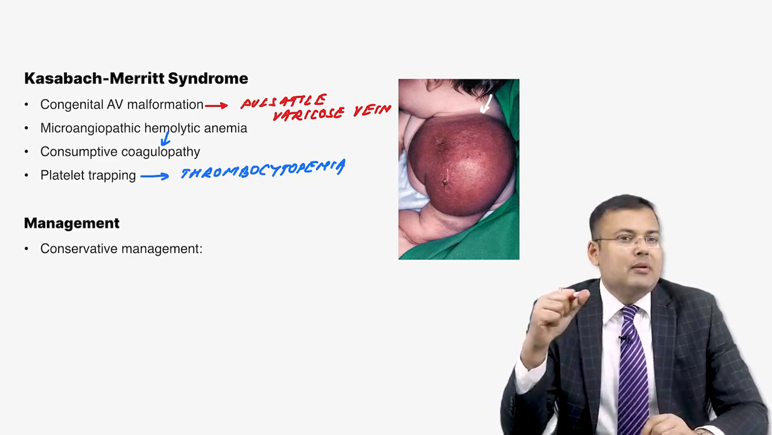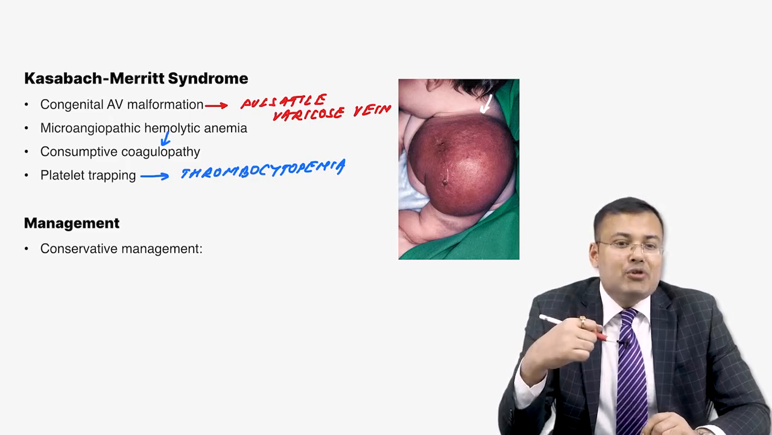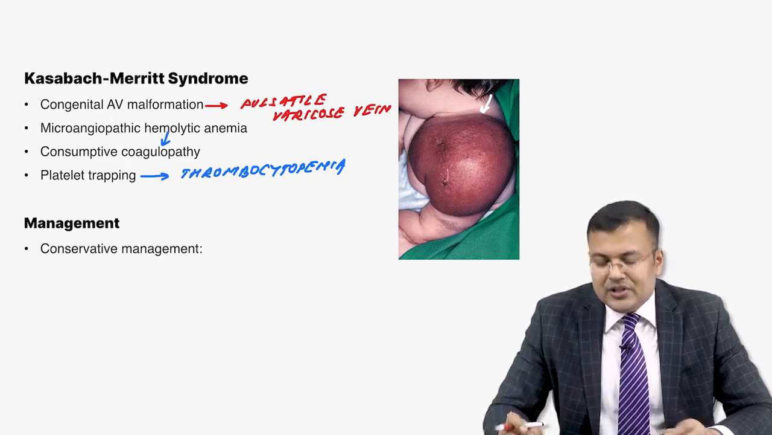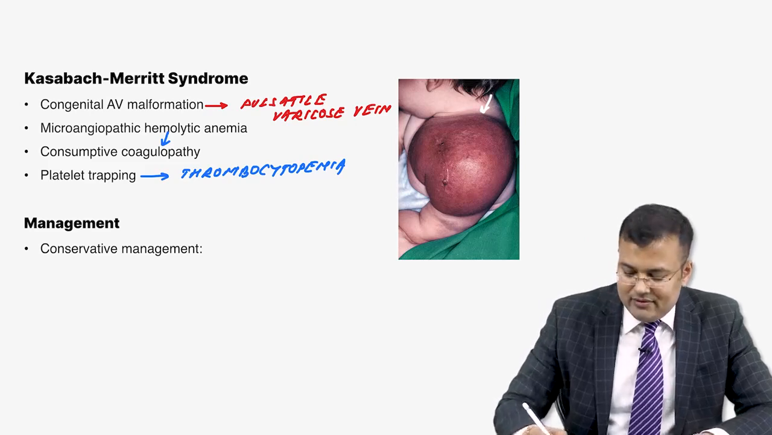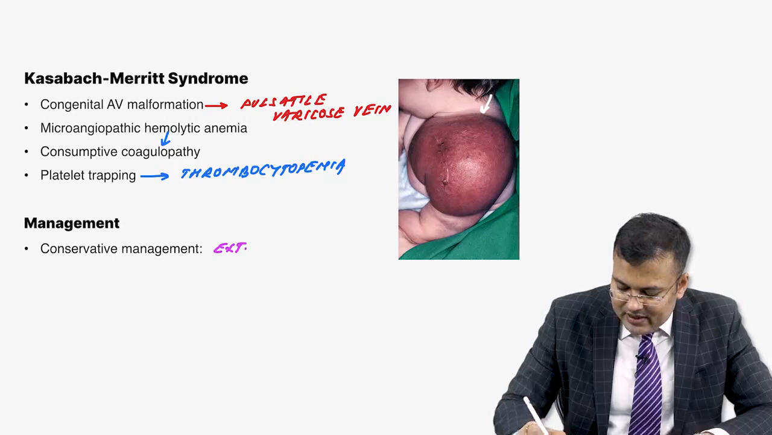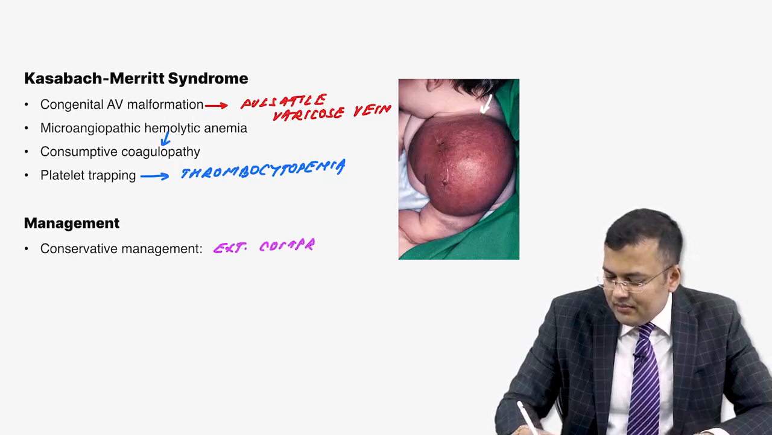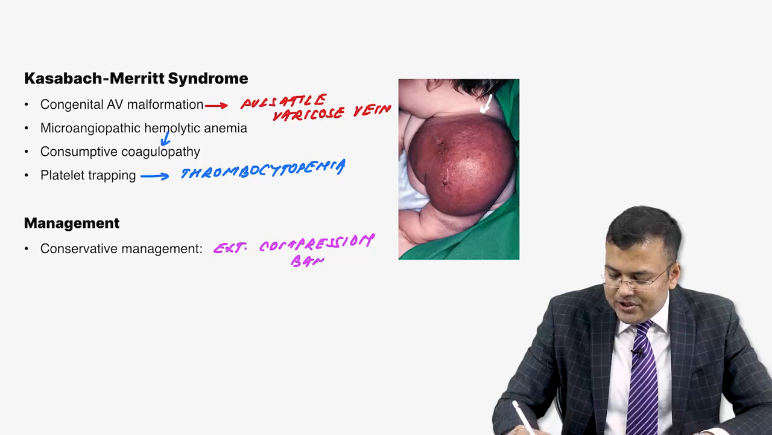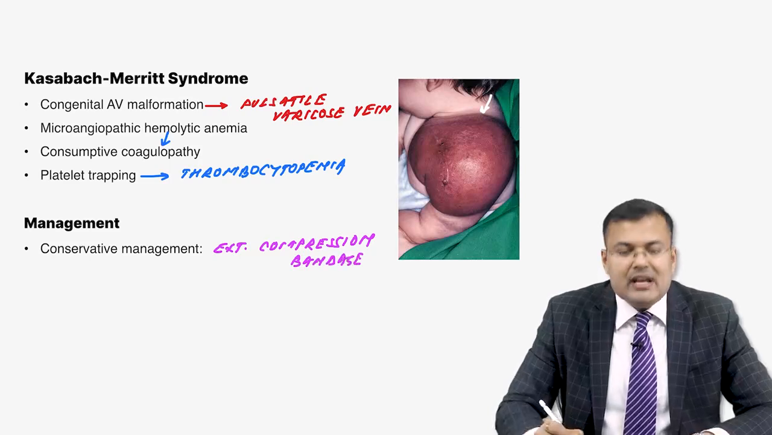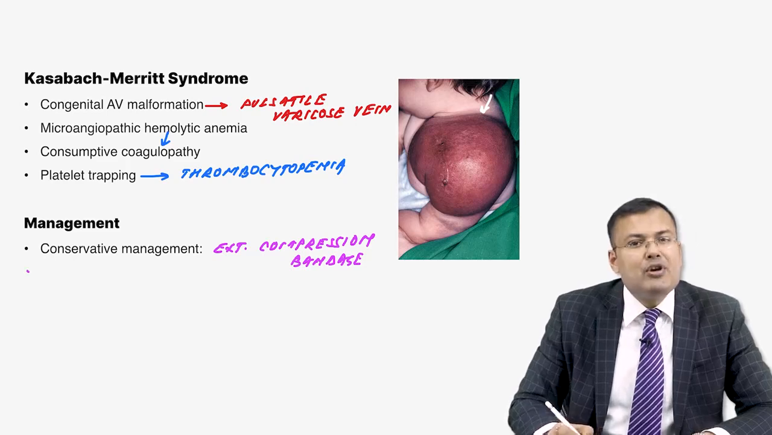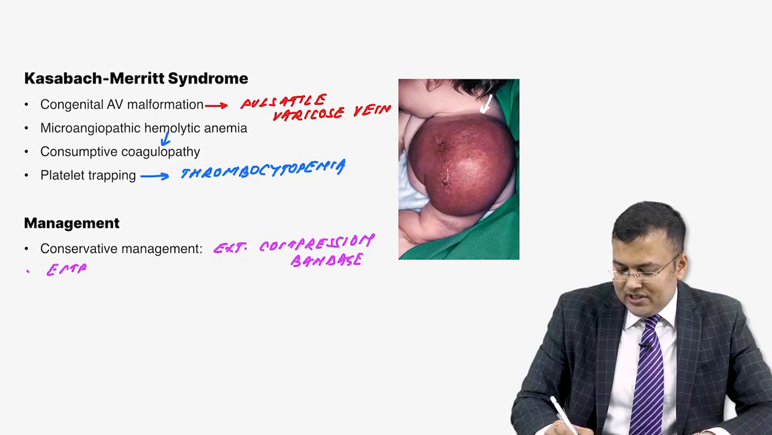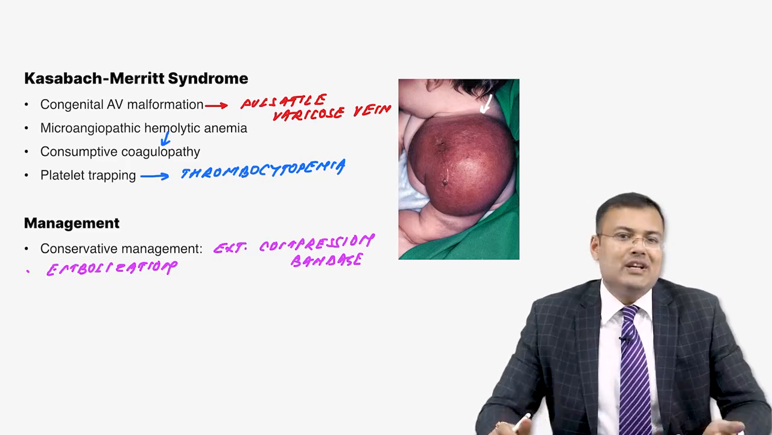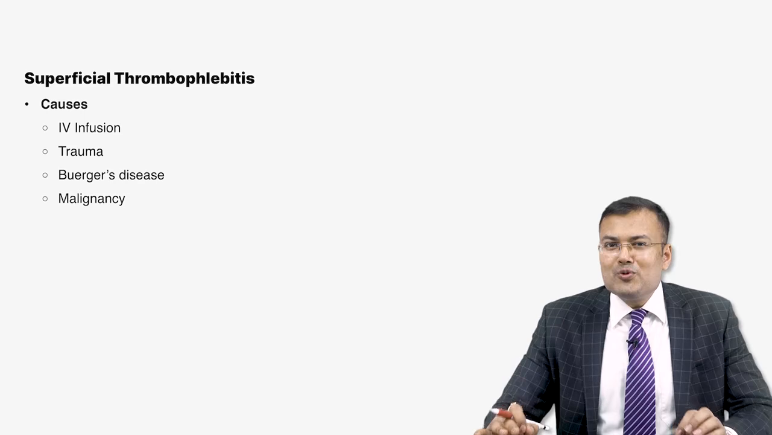In this case, what is the problem? AV malformation. How can you manage it? Embolization. Second, the patient is having varicosity. How can you manage it? External compression bandage. Because patient is having pulsatile varicose vein, we can go for external compression bandage. An important point: patient is having AV malformation, so we can go for embolization. Clear?